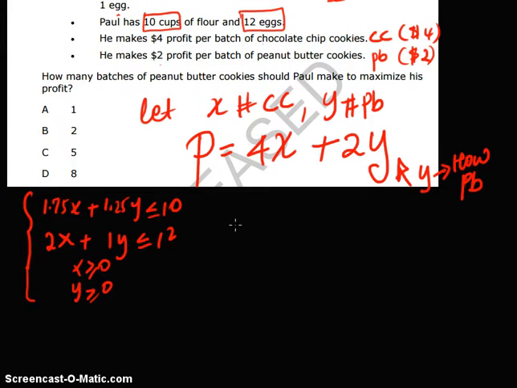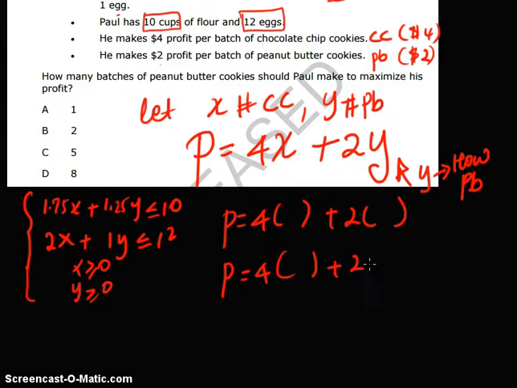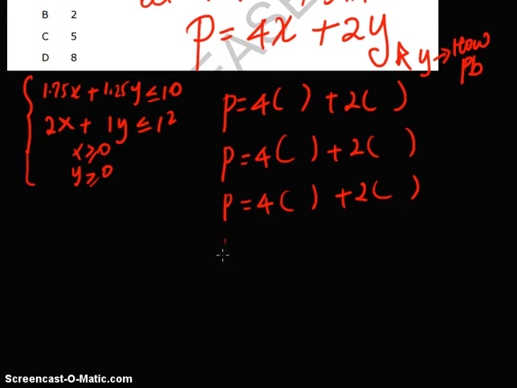So let's try the first one. For instance, let's plug 1 in here. When we plug in 1, we have P equals 4 times X, which we have to figure out, plus 2 times 1. We're going to do the same thing for all of these choices and then find the one that gives the highest value, which maximizes the profit. Let's do this one again.